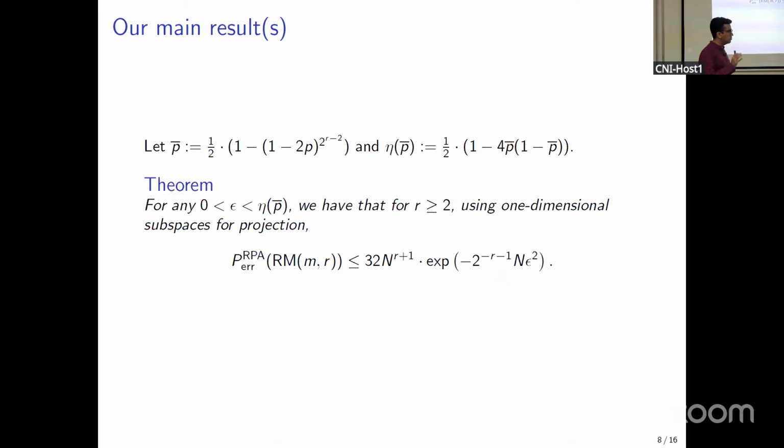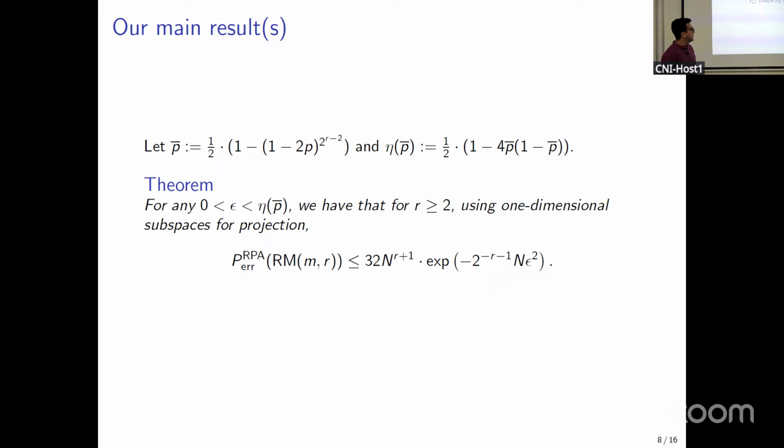Fine, so we know what the projection procedure is and what the aggregation procedure is. What remains is a statement of our main result. Our result says this for the case of one-dimensional subspaces. Assume that we are projecting via one-dimensional subspaces, then we can guarantee that the error we obtain at the end of RPA decoding is at most this expression that you see here. What is this epsilon that is stuck here? It is just some function of p.